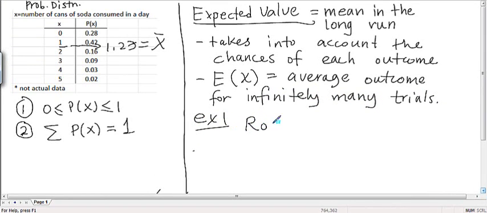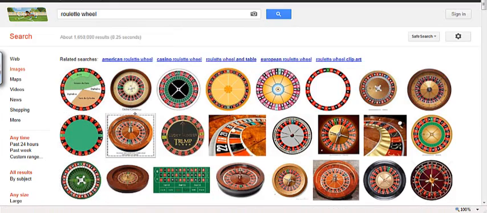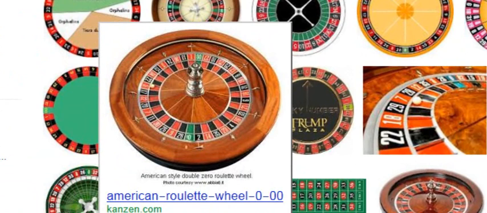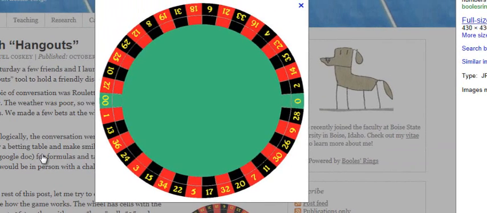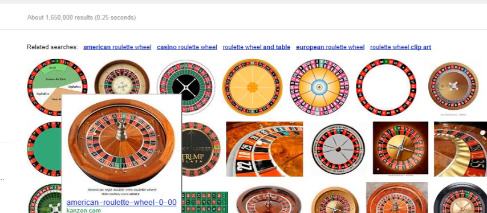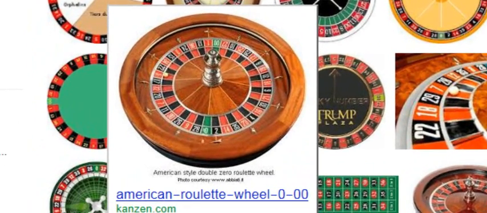Okay, let's do an example. The example we're going to look at is roulette. So let's look at what a roulette wheel is if you're not familiar. Here are some examples of roulette wheels like this. The way it's played is you bet on a number. Most roulette wheels have 38 slots, and you bet on one of the slots. So let's say I bet on number 7. They throw a small ball into the wheel, they spin it, and if it lands on number 7, you win.